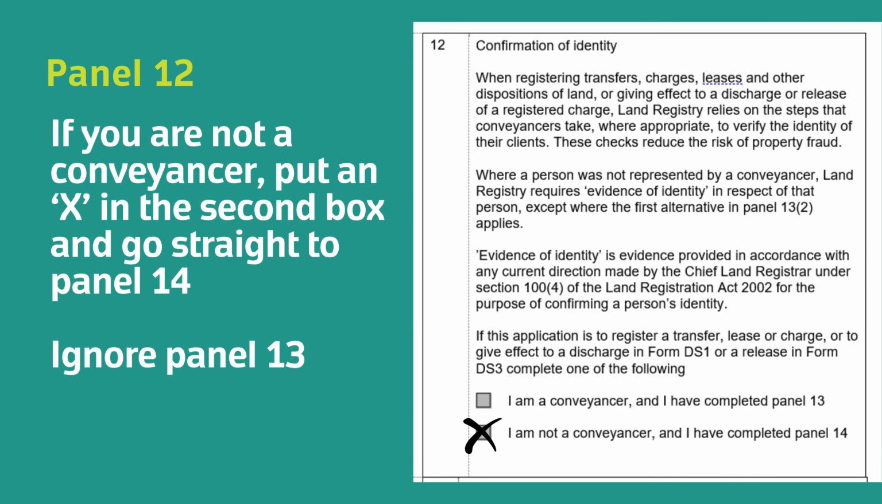When conveyancers submit applications, we rely on the steps they have taken to verify their client's identity. These checks, detailed in panel 13, help reduce the risk of property fraud. If you are not a conveyancer, put an X in the second box and then go straight to panel 14, ignoring panel 13.